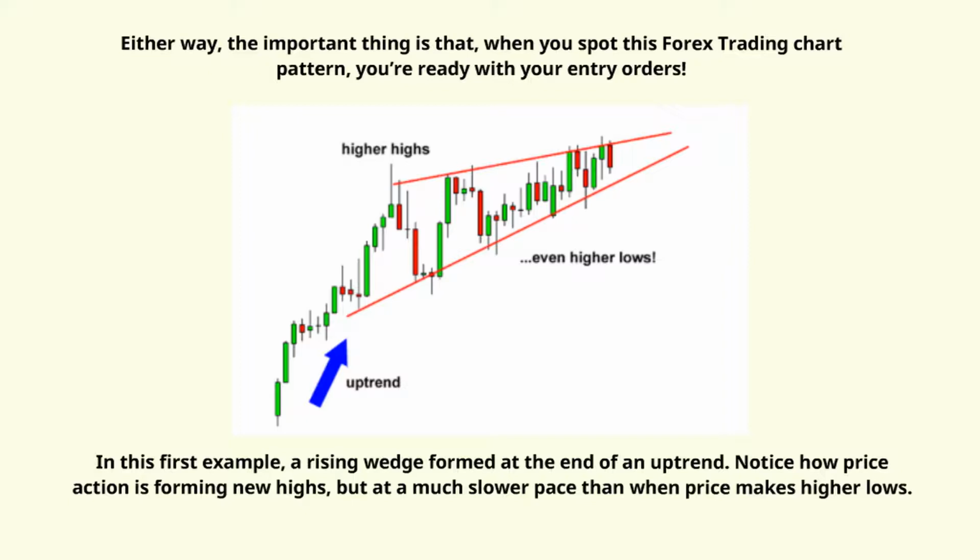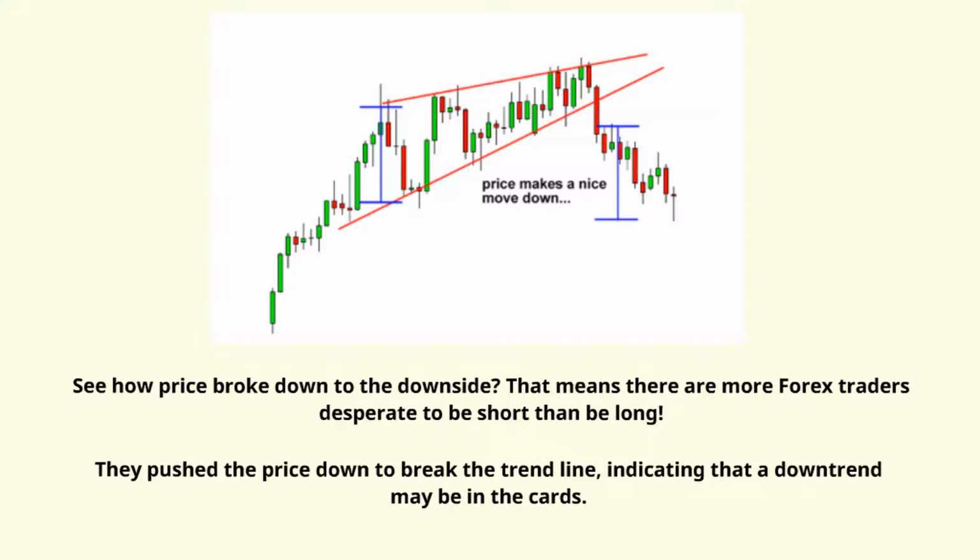In this first example, a rising wedge formed at the end of an uptrend. Notice how price action is forming new highs, but at a much slower pace than when price makes higher lows. See how price broke down to the downside? That means there are more forex traders desperate to be short than be long. They push the price down to break the trend line, indicating that a downtrend may be in the cards.